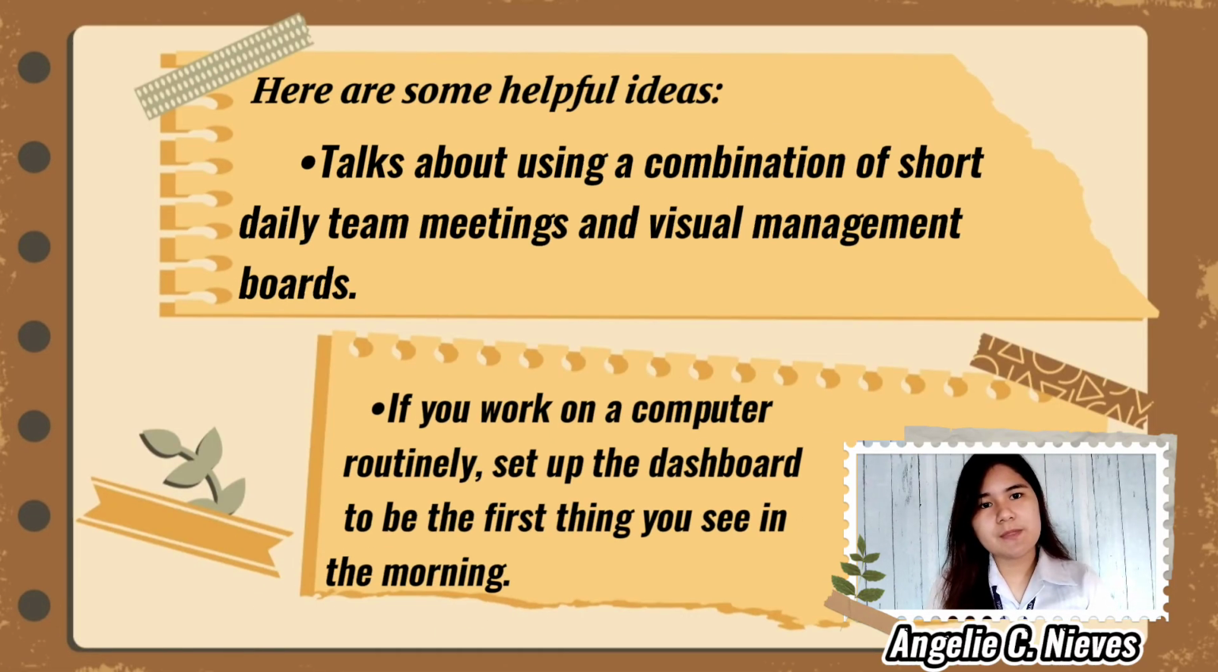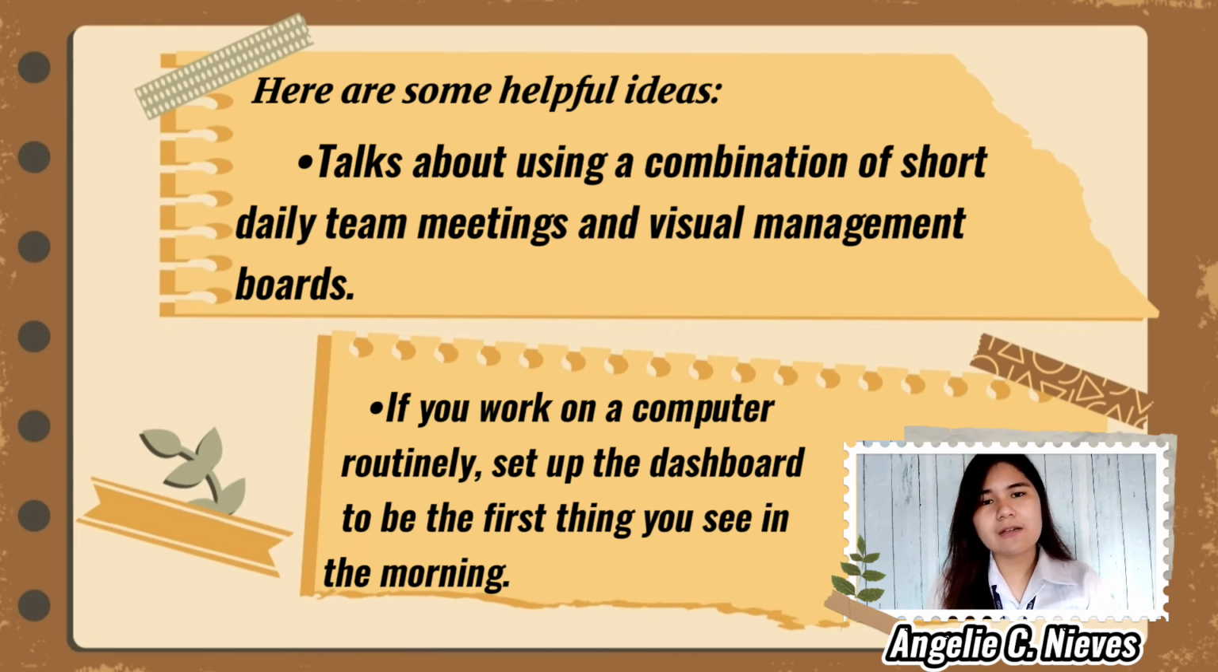Given those historic obstacles and hindrances, here are some helpful ideas to integrate your financial measures into everyday business life. First is using a combination of short daily team meetings, which are about 5 minutes long, and visual management boards. So using meetings and visual management boards will reflect and update the performance indicators of teams, which helps identify business trends so an organization can take action and address problems.